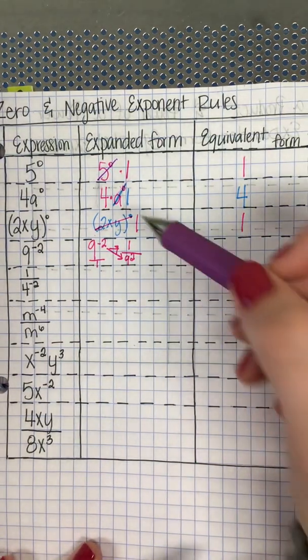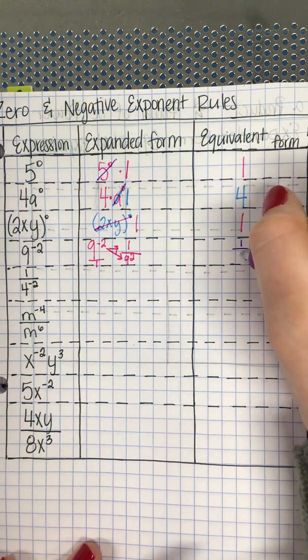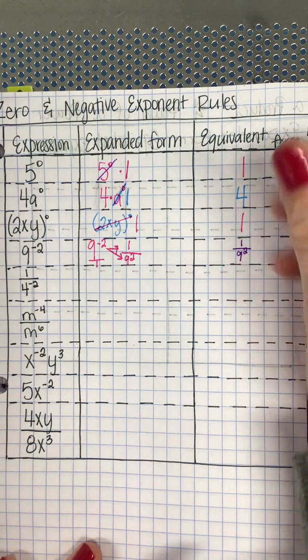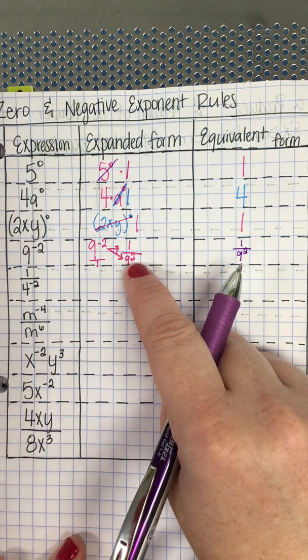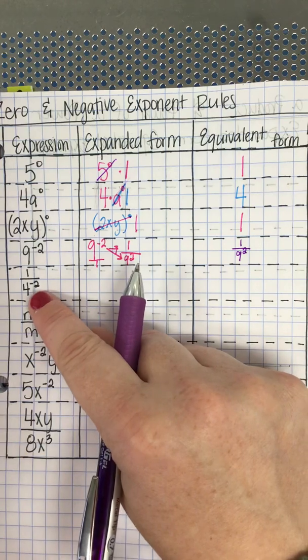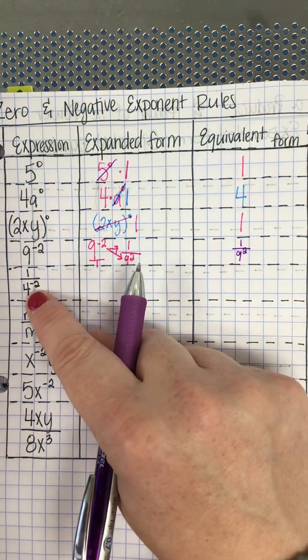We're not actually multiplying these things out, we're just simplifying it. So 1 divided by 9 squared. If you wanted to multiply this out, 9 squared would be 81, so it'd be 1 divided by 81. Okay, now look at this one. This one we have a negative exponent, but it's in the denominator already.